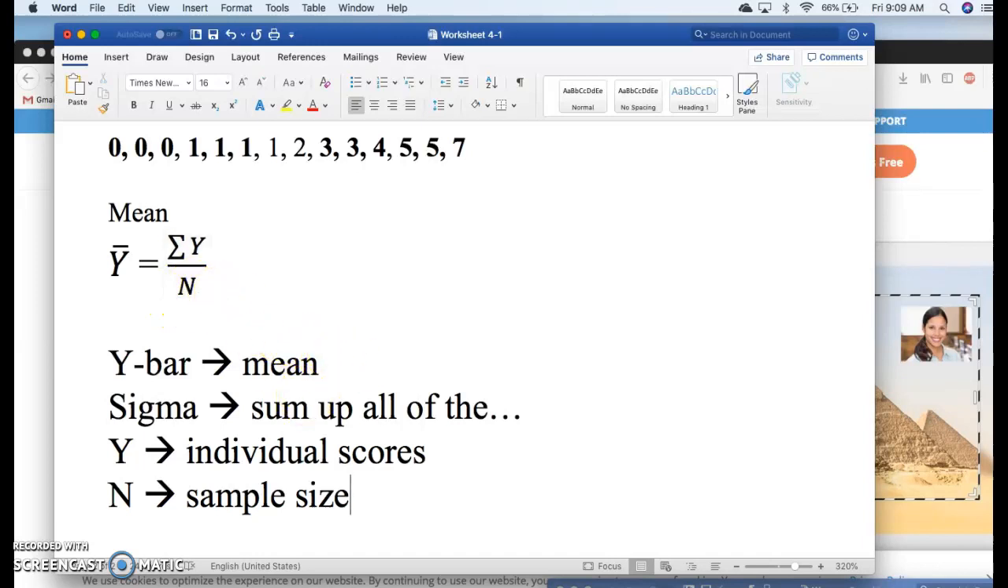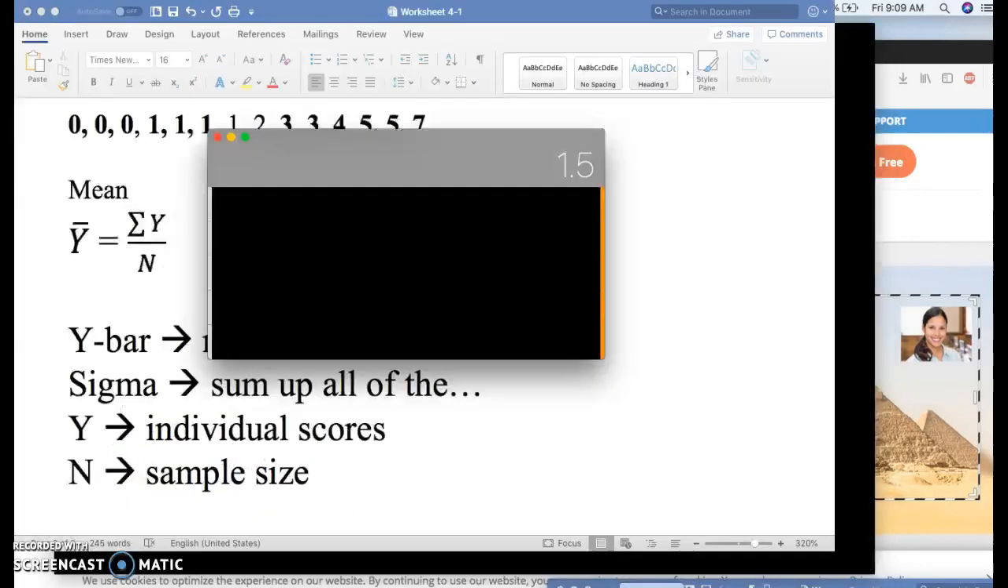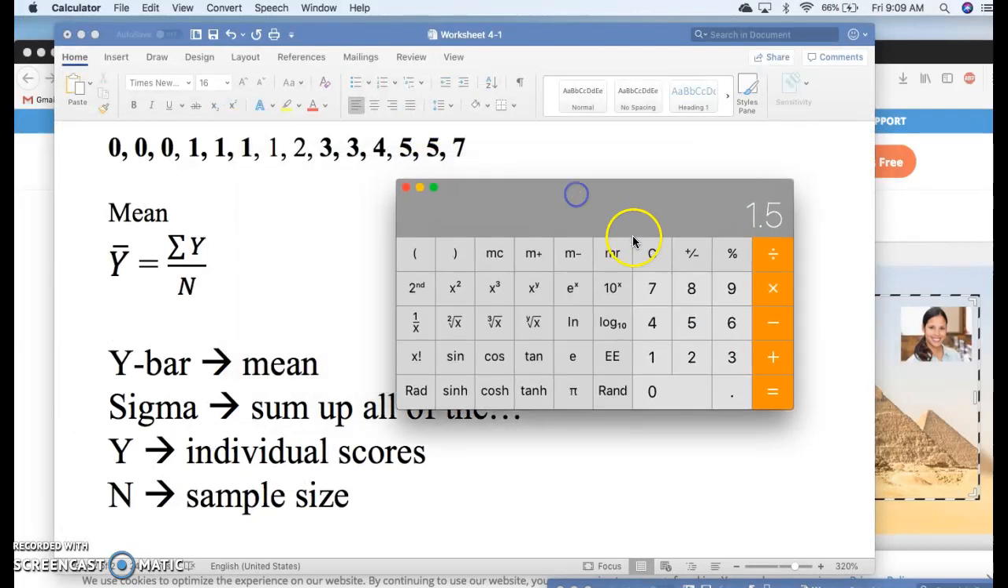So all we have to do is take our calculator, add up all of our scores, and so once we do that, if we were to put all of this into a calculator, and I'm combining some of the scores, so that's why the numbers seem a little weird.